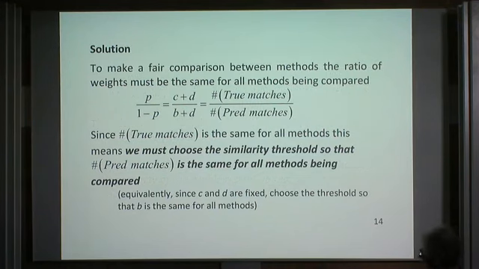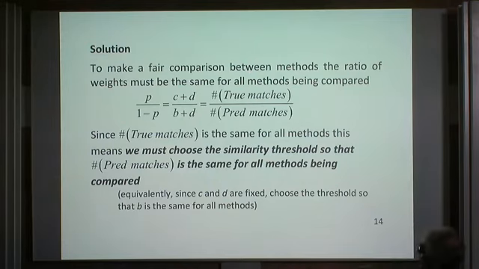So in this little ratio, the numerator, true matches, stays fixed, but the denominator changes. So varying the similarity threshold is equivalent to varying the weights, is equivalent to varying the number of predicted matches. They're all equivalent to each other. Now, as I've just said, to make a reasonable comparison between different linkage methods, you've got to use the same weights. So we've got to use the same P, that same ratio. So since this is fixed, that means we've got to use the same number of predicted matches.